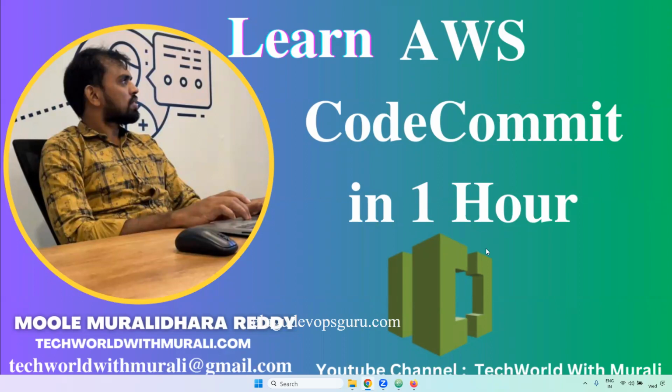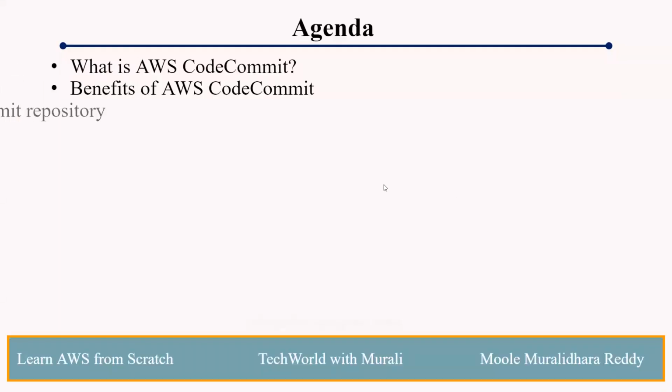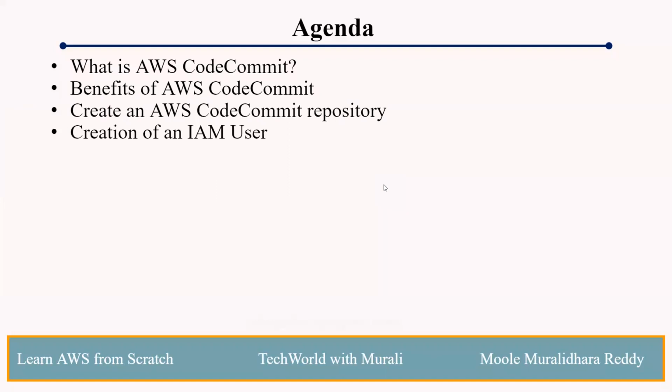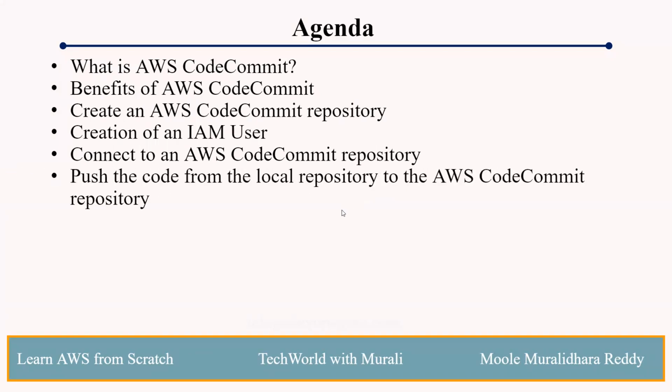In this video, we are going to discuss AWS CodeCommit in 1 hour. Within 1 hour, how do we learn AWS CodeCommit? Inside this session, we are going to discuss what is CodeCommit and what are the benefits of using CodeCommit. Then how do we create the CodeCommit repository, how do we create the IAM user, and how can we connect that particular repository from local to remote? Remote is nothing but AWS CodeCommit here, and also how can we push the code from local to the remote repository.